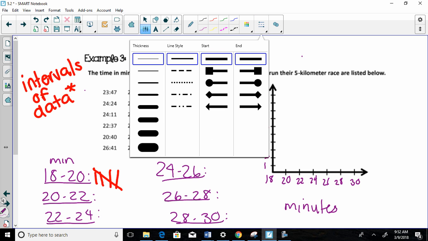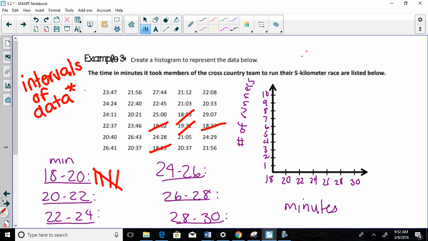So we saw how many runners got between 18 to 20 minutes? We saw 5, so we're going to color up to 5. And it looks something like that. You can color it in if you want. Usually it is colored in. But we're showing the data and what it represents through a histogram.